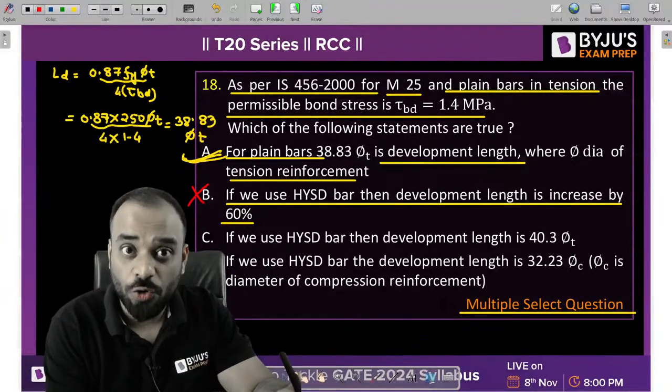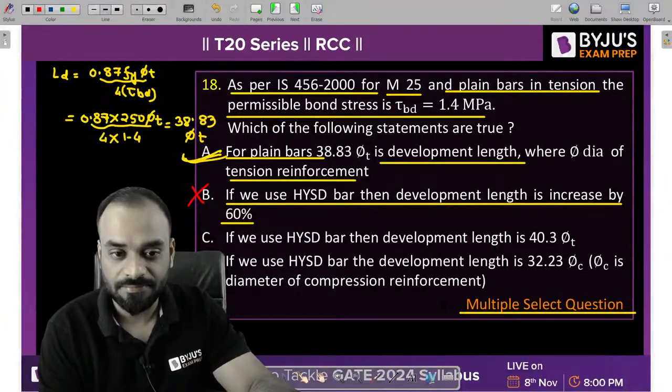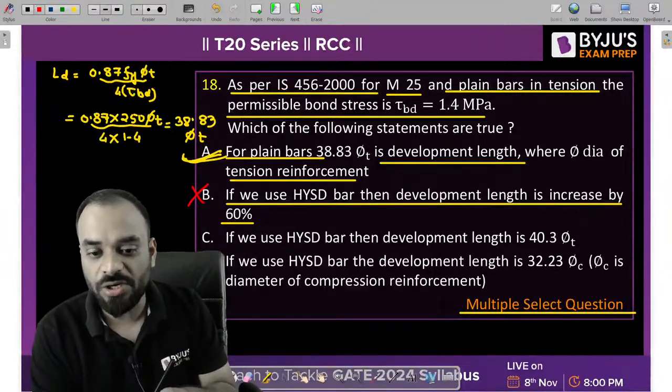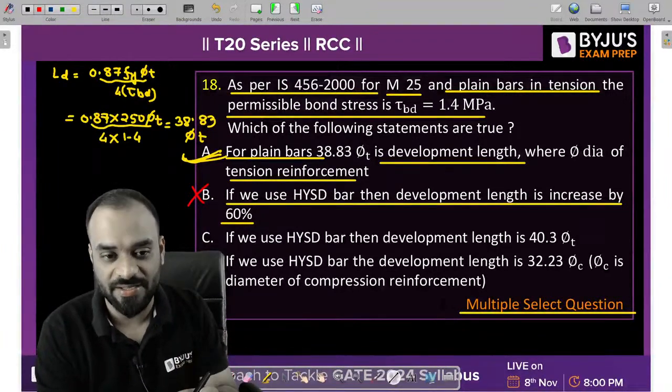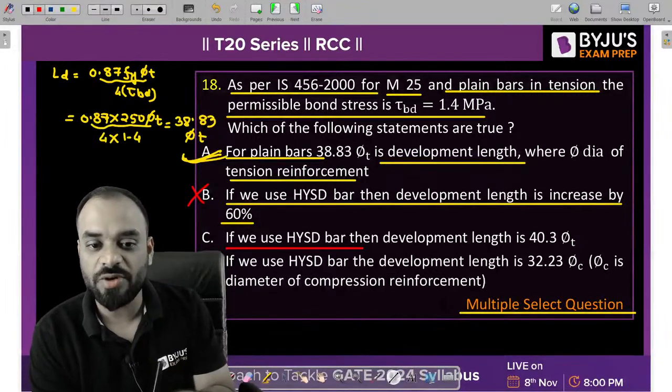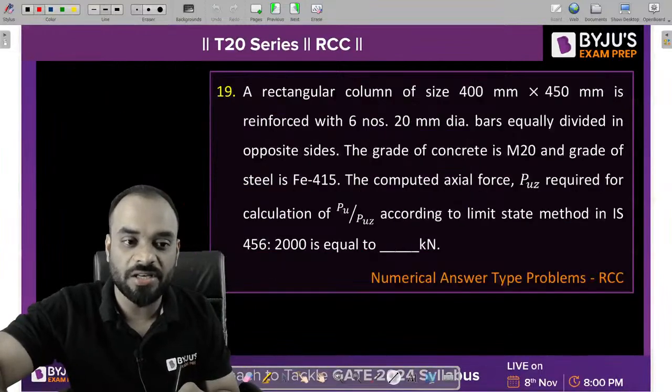The value of tau BD should be increased by 60% in case of HYSD bar. Okay, now let's calculate it also, guys, whether it is increased by 60% or not. You are able to understand in the next statement also. If we use HYSD bar, then development length is equal to this one. Let's understand, guys, how we can calculate it.